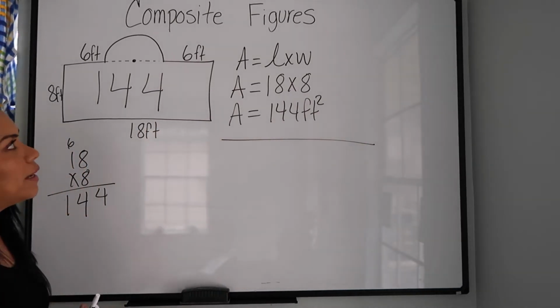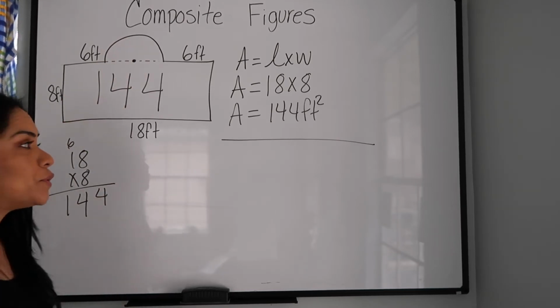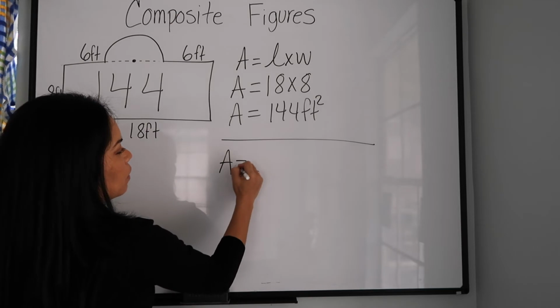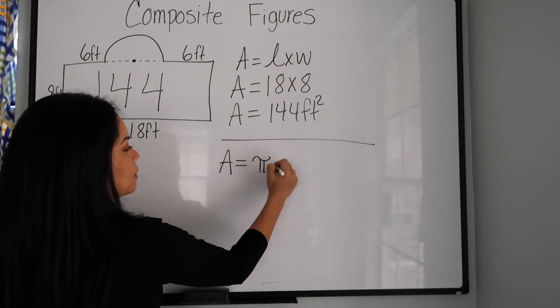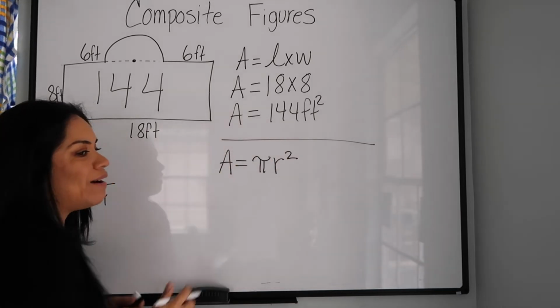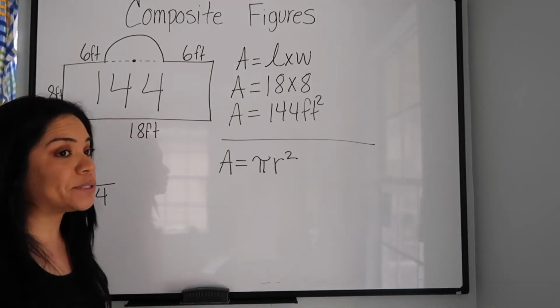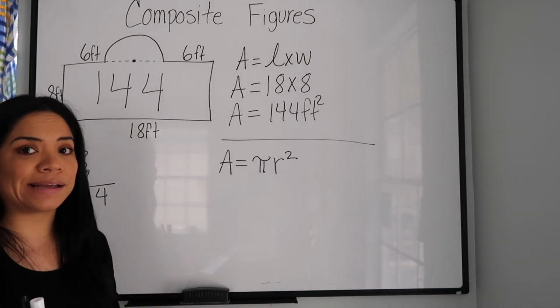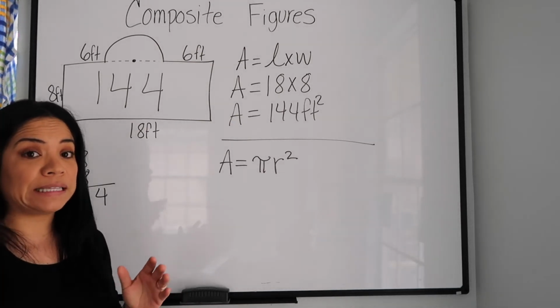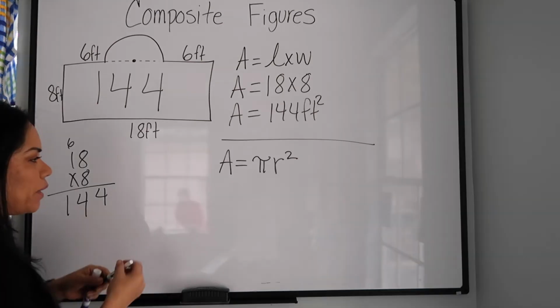Now we're gonna locate the formula for the circle. How do we find the area of a circle? So area equals pi times radius squared. Remember, this is the formula of the entire circle. You only have half of a circle. So don't forget that once you finish finding the area of the circle, you have to divide it by 2.